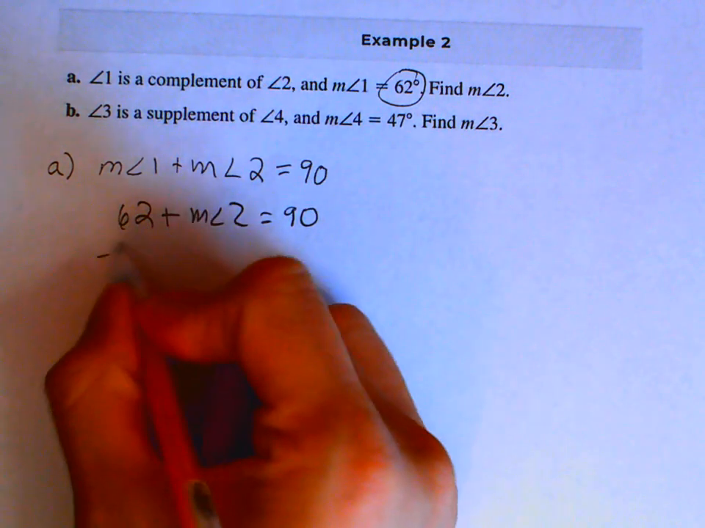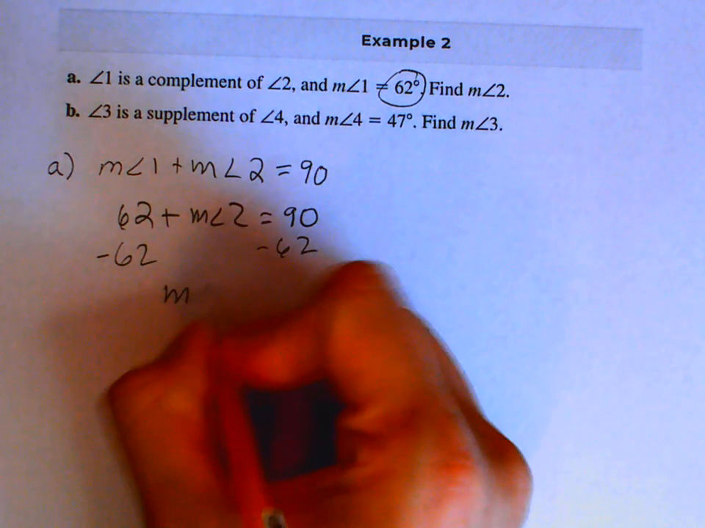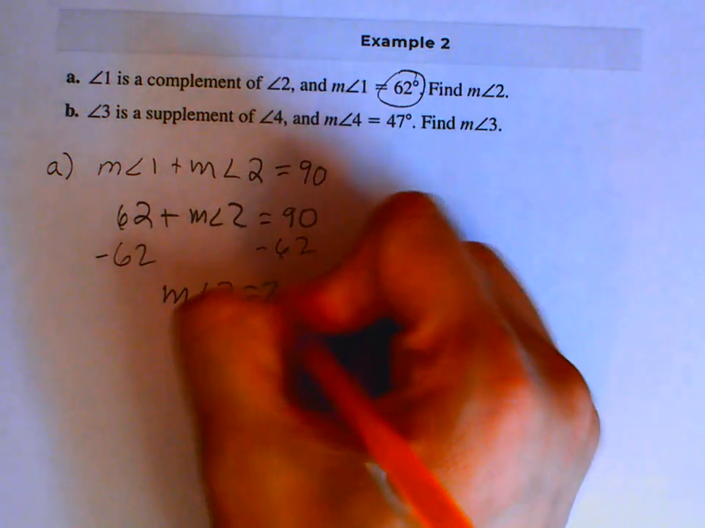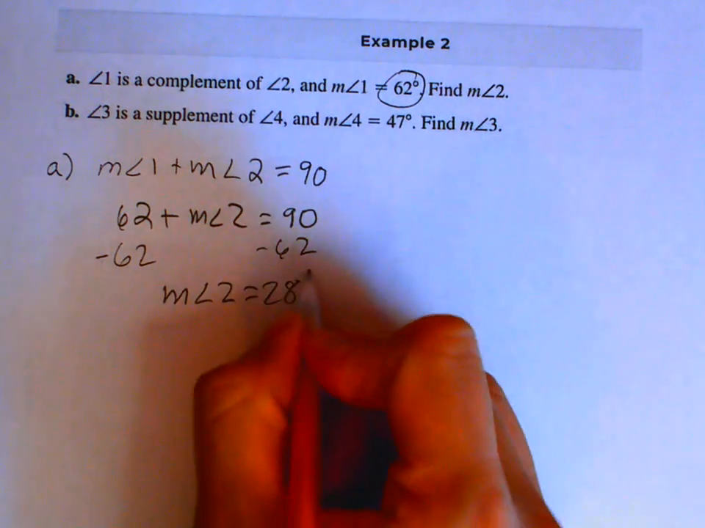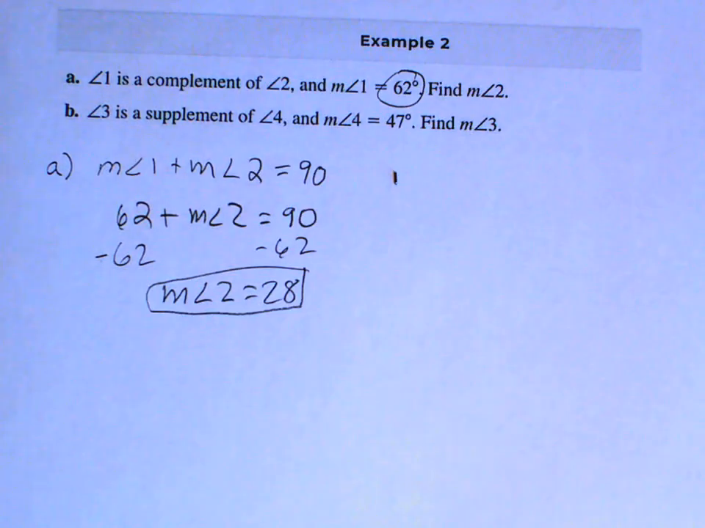To solve for that, you have to subtract 62 from both sides. So the measure of angle 2 is 90 minus 62, which is 28. Okay, and A is done. Now let's look at B.